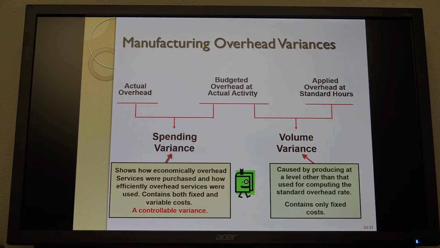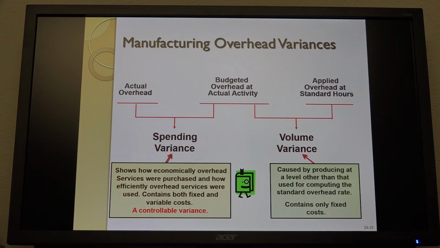And so when it comes to manufacturing overhead variances, you're going to look at two different types of variances. There's a spending variance and there's a volume variance. And in the spending variance, what you're going to do is compare actual overhead with budgeted overhead at the actual activity. And what that does is it shows how economically overhead services were purchased and how efficiently overhead services were used. It contains, like we saw, both a fixed and variable cost.